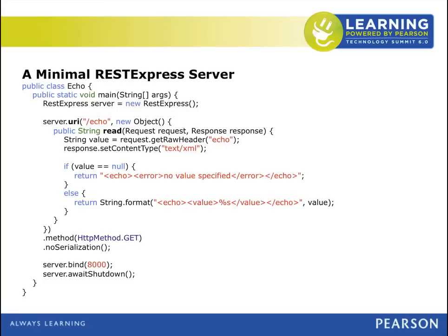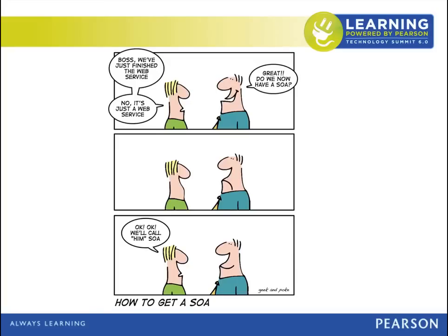If we run that, it'll sit there and listen on port 8000. And when we send it a request for this URL, we'll either get this string or this string with our value substituted. Any questions so far on the structure of the simplest RESTExpress server?